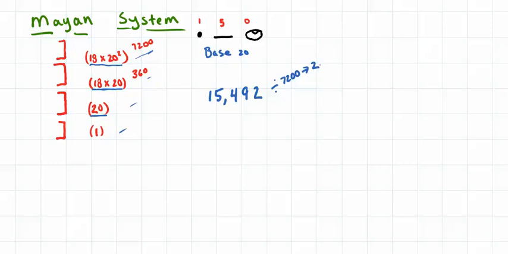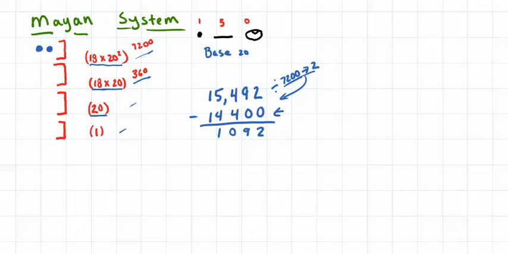So I know that I need 2 of this very top place value. So in the Mayan system, I represent that with dots, so I would need 2 dots at that level. Now I would take 2 times 7,200. That is 14,400. So I need to subtract that because I've already got it represented. And again, that's because I've got 2 of the 7,200s. When I multiply those two together, I get 14,400. So now I subtract, and I find out that I still need to represent 1,092.